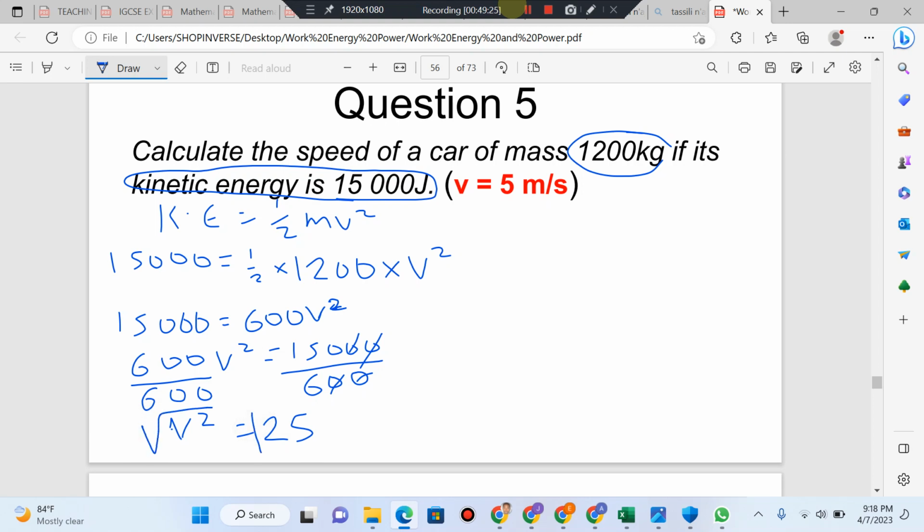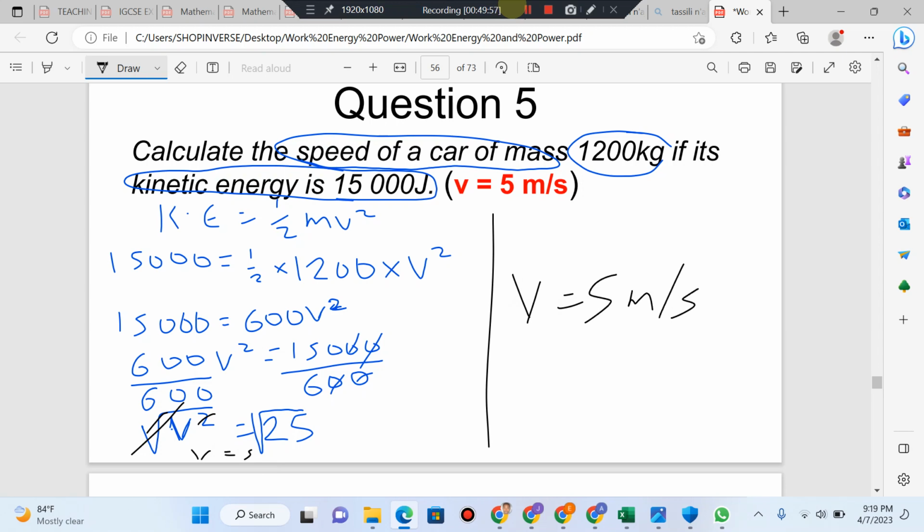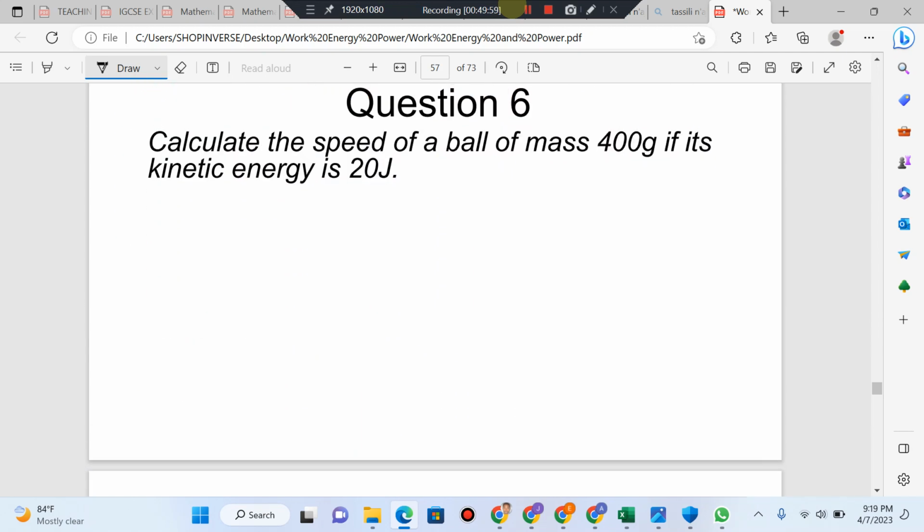If v squared is equal to 25, how will you get the value of v? Take the square root of both sides. You are looking for speed. The question says calculate the speed of a car, not calculate the square of the speed. So to get v, you take the square root of v squared. When you take the square root, the square root will cancel out this square. So on the left hand side, you will be left with v. The square root of 25 is 5. Hence, your answer: v equals 5 meters per second. Easy, right? Good, of course. Easy.